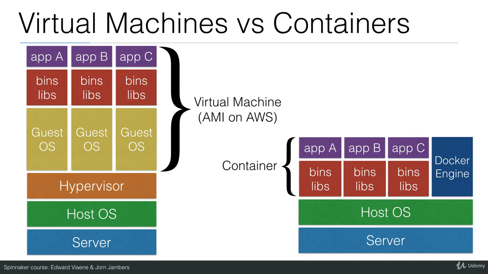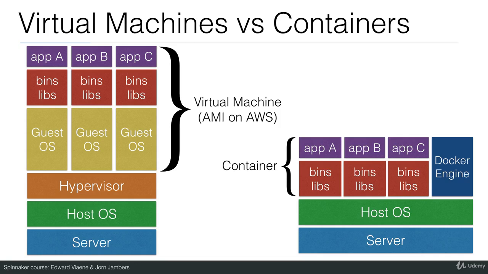In a container, you bundle your binaries, your libraries, and your application, but you don't need the guest operating system anymore. One of the main differences is that when you spin up a container, it's instant, less than a second. When you boot an EC2 instance, it takes 1 or 2 minutes because the whole guest operating system needs to run. Since you don't need the guest operating system, the container will also be a lot smaller. Then on the right you see the Docker engine, which will make sure that the container starts.